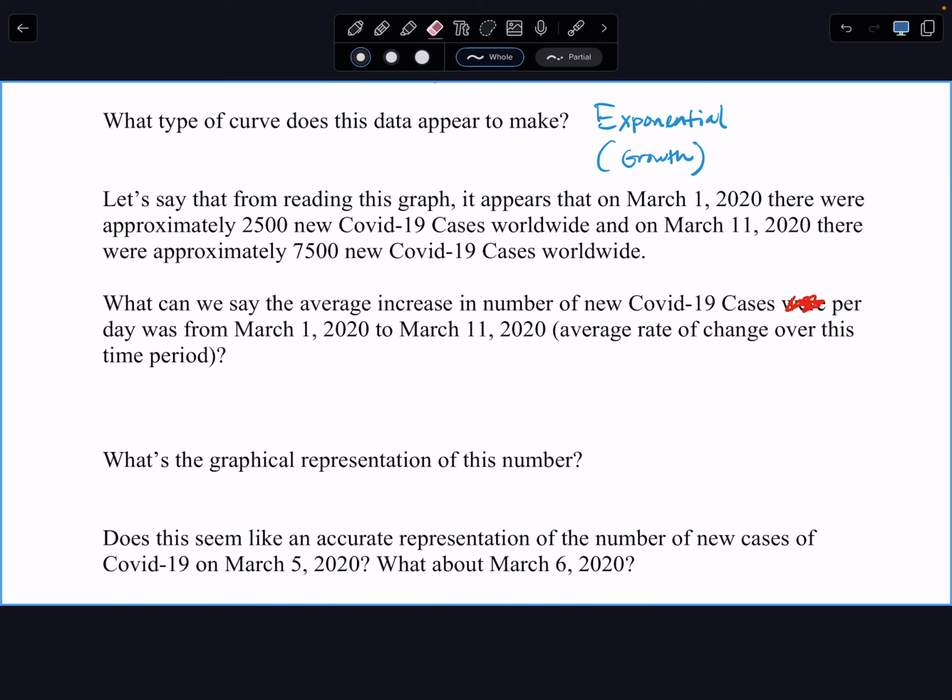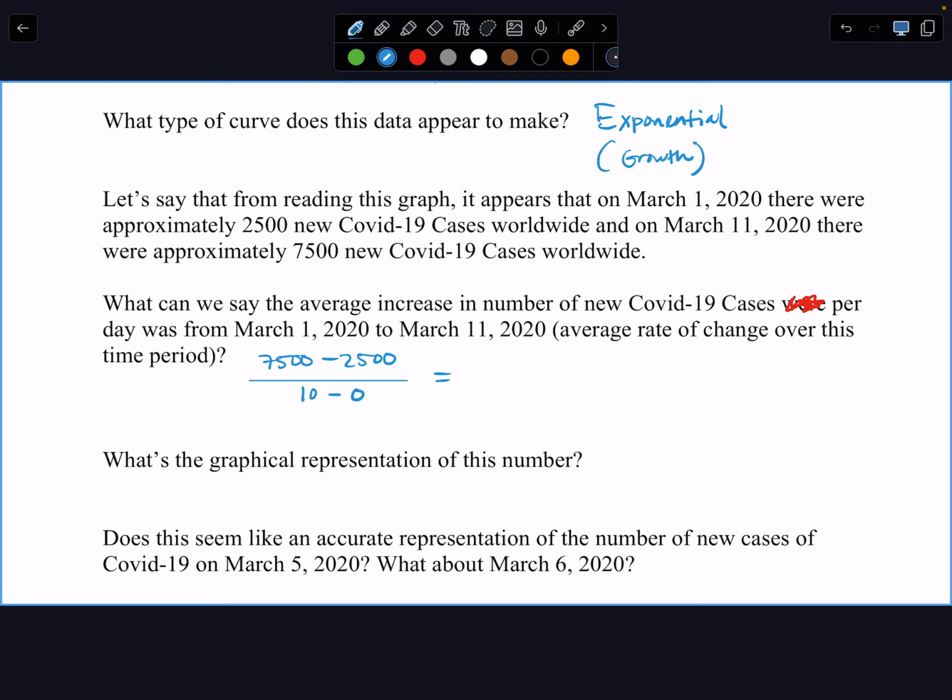Okay. So, what is the average increase in number of new COVID-19 cases per day? What do we get? 500. Can you tell me how you got that number? Yeah, we did 7,500 minus 2,500 on top over 10 minus 0. So you did 7,500 minus 2,500, which would give you the difference in the number of cases per day from March 11th to March 1st. And then over the number of days that have passed, right? So from the last day on that interval minus the first day on that interval.